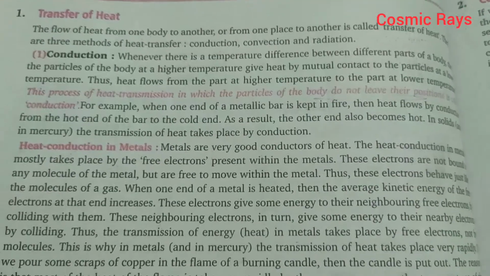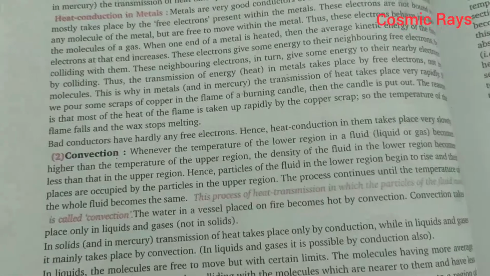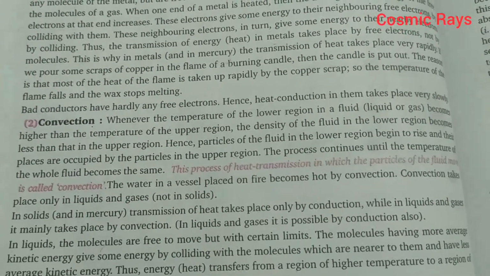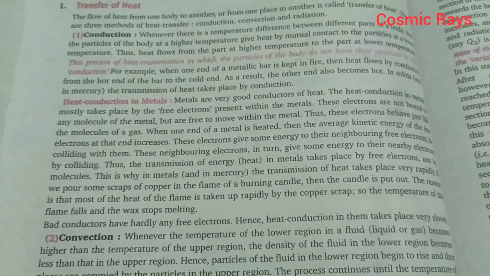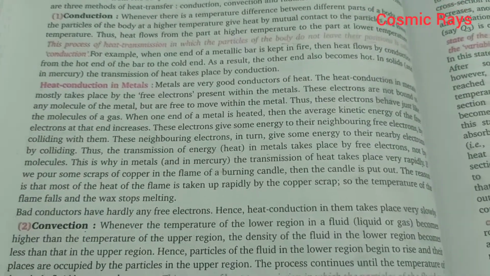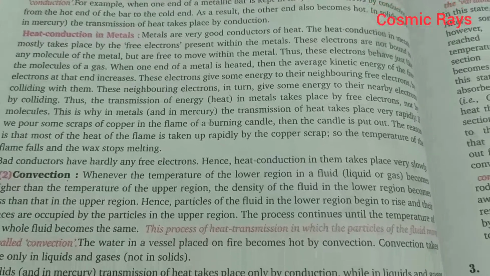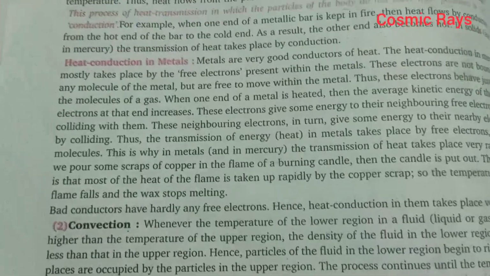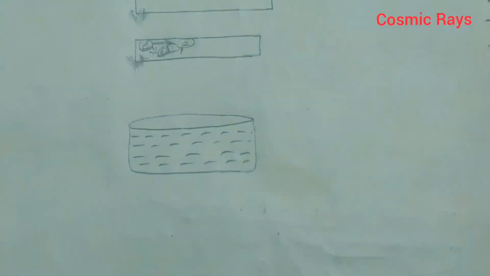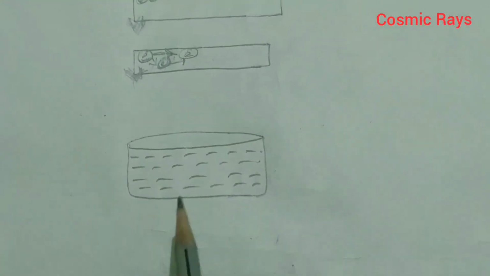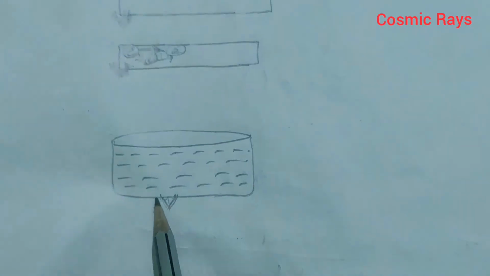This is conduction. Now when we talk about convection, it generally takes place in liquids and gases, but conduction takes place in solids and in mercury, but can also take place in liquids and gases. To understand convection, consider that we have a fluid in a jar and we start heating it. Now the fluid can be a liquid or a gas.